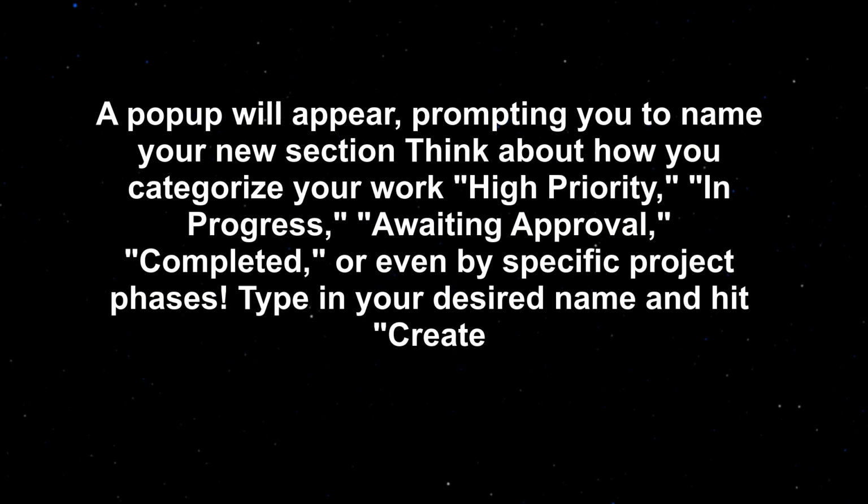To create your own categories, click the Add a Section button. A pop-up will appear, prompting you to name your new section. Think about how you categorize your work: high priority, in progress, awaiting approval, completed, or even by specific project phases. Type your desired name and hit Create.